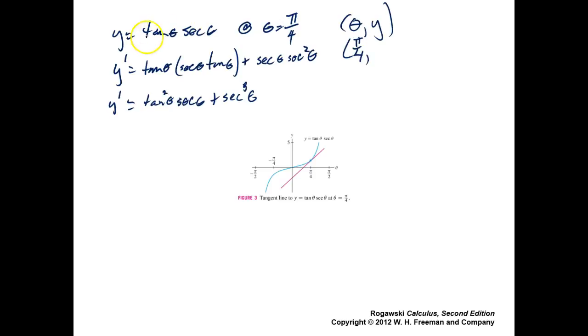Into the original. So tangent of pi fourths. You're going to kick yourself. Is it 1? Yes, tangent of pi fourths is 1. Now, secant, go back to sine and cosine. So 1 over cosine. What's cosine of pi fourths?